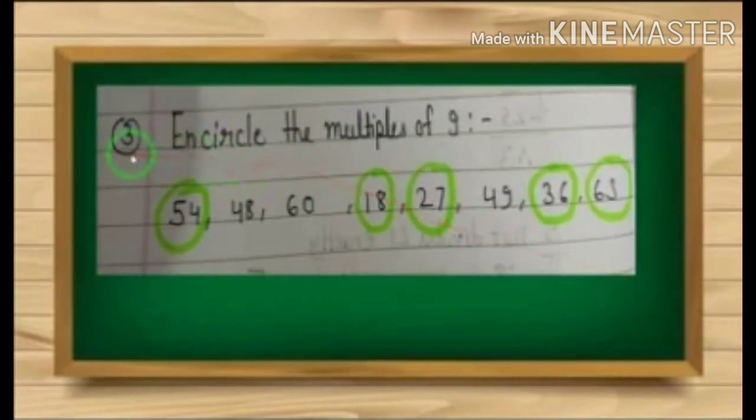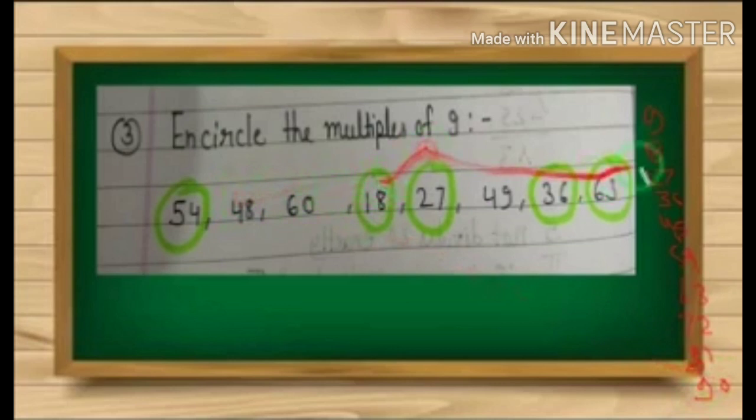Now next question. Encircle the multiples of 9. Now which are the multiples of 9? So we have to see the table of 9. 9 ones are 9, 9 twos are 18, 9 threes are 27, 9 fours are 36, 9 fives are 45, 9 sixes are 54, 9 sevens are 63, 9 eights are 72, 9 nines are 81 and 9 tens are 90.